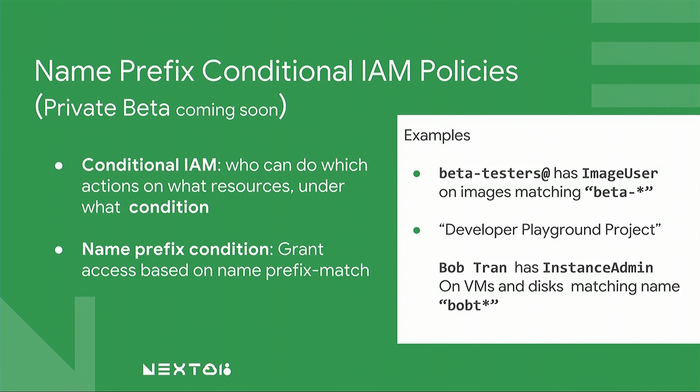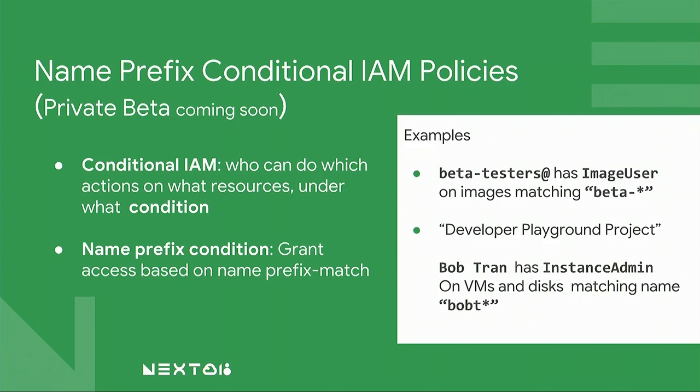In this name prefix condition, for example, you can grant beta testers the image user role on the project, but only if the image name starts with beta. That way you can achieve what I just mentioned. By setting one policy, the beta tester group will have access to all the images whose names start with beta. And that even includes the images you are yet to create. As long as you create them under the beta underscore name, all your beta testers will have access to the image.